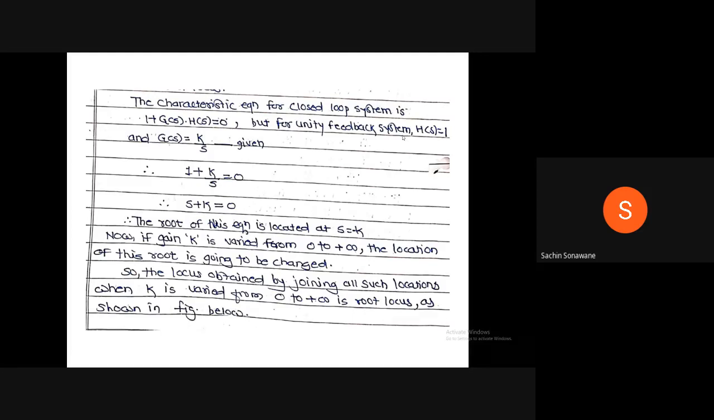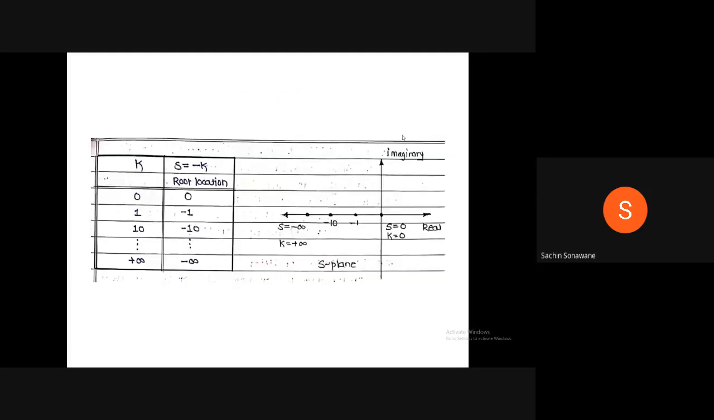Now, if gain K is varied from 0 to plus infinity, the location of this root is going to change. So the locus obtained by joining all such locations when K is varied from 0 to plus infinity is the root locus, as shown in the figure below. Therefore, always remember in case of root locus, the x axis is known as the real axis and the y axis is known as the imaginary axis. Towards the right side positive values are there, towards the left side negative values are there.